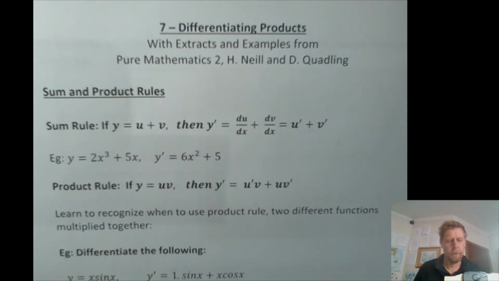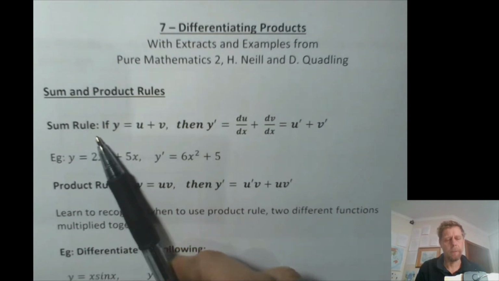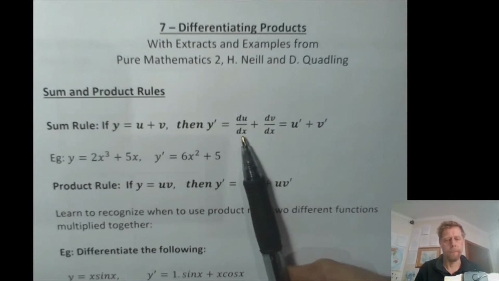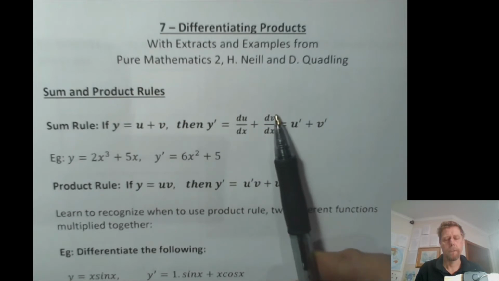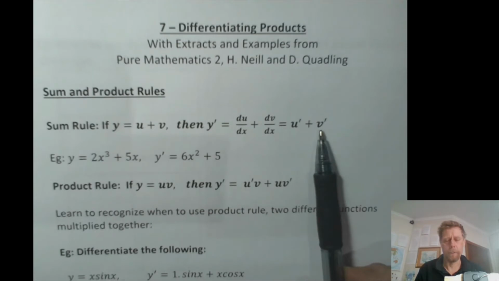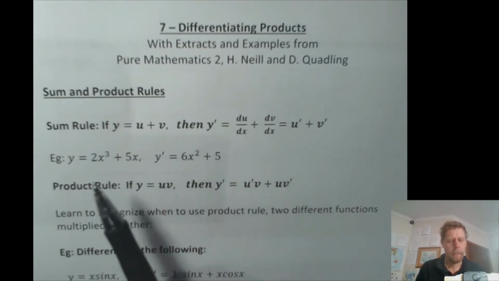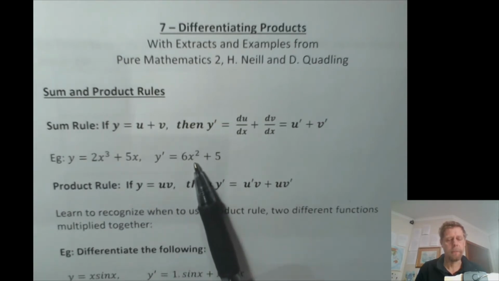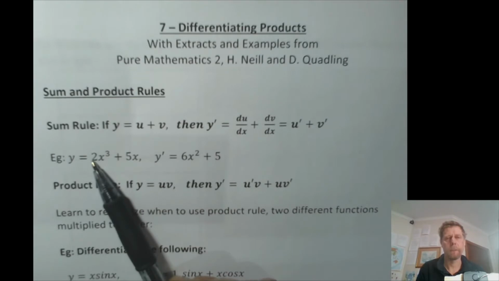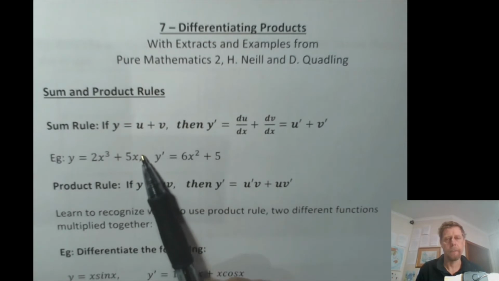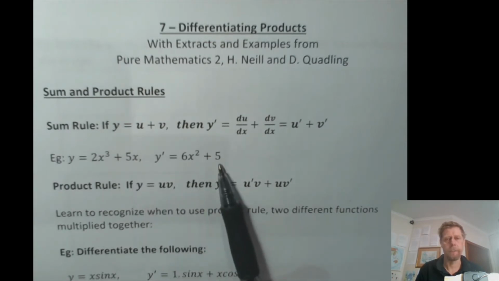We've used the sum rule. The sum rule with polynomials: if you have two distinct functions and add them together, you just have to differentiate them independently. So if you have u plus v, then y dash equals du dx plus dv dx. And we write that as u dash plus v dash, just because we're a little bit on the lazy side. So for example, if y equals 2x to the 3 plus 5x, then y dash would be, bring the 3 down in front and multiply it by the 2, gives you the 6x squared, and then the x to the 1 becomes x to the 0, so it's just 5.